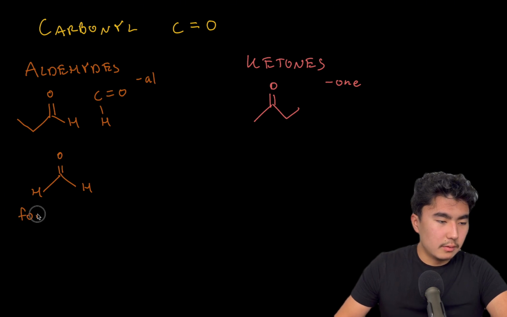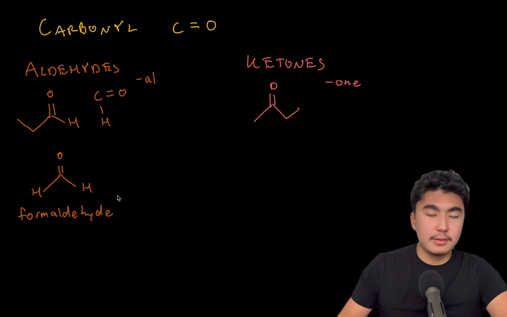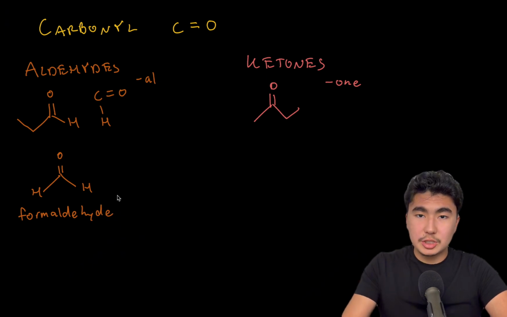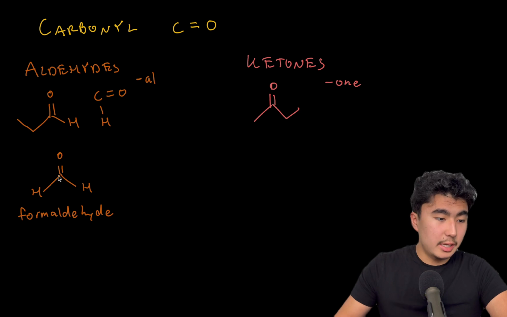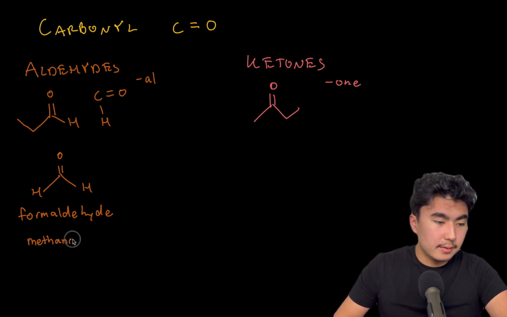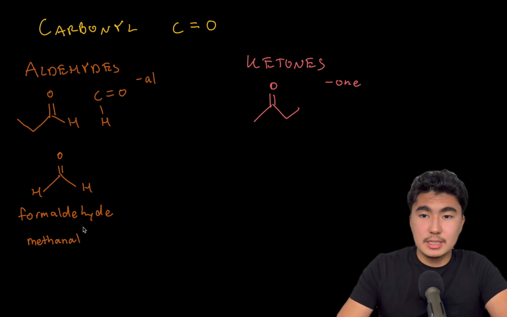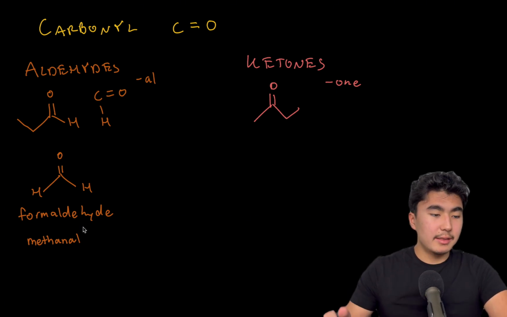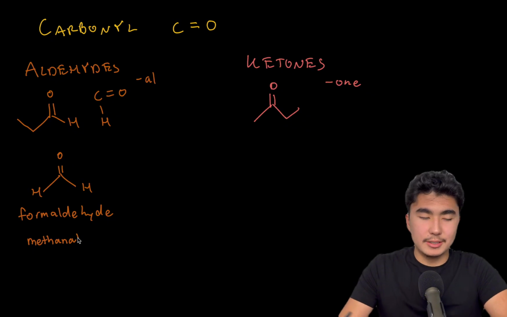So we have formaldehyde. Now this is the common name, but the actual IUPAC nomenclature name for formaldehyde is methanal. So as you can see, we have that meth-, and then we have -al, so methanal.